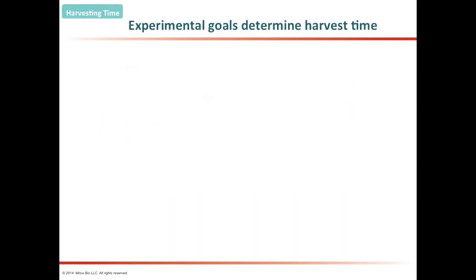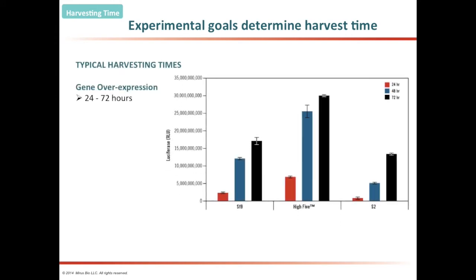The last parameter that we will talk about optimizing is the harvest time, or when you actually do your downstream experiment following transfection. Of course, this is primarily determined by the goal of your experiment. For example, typical harvesting times for overexpression studies is between 24 and 72 hours. For gene knockdown, it is generally recommended to wait slightly longer, between 48 to 72 hours.